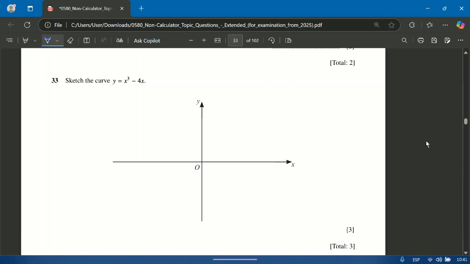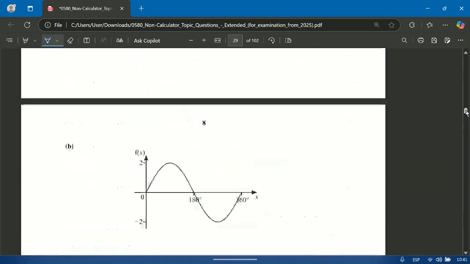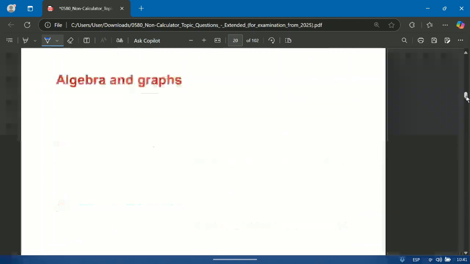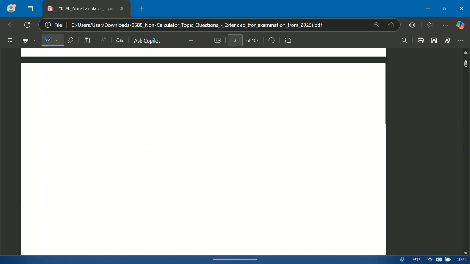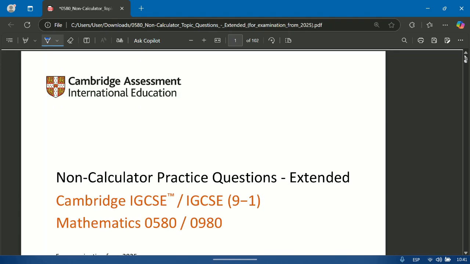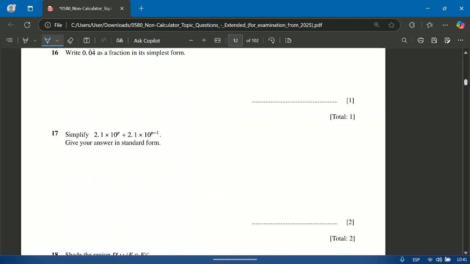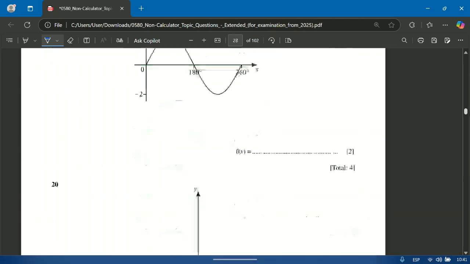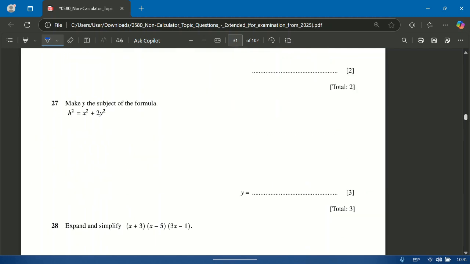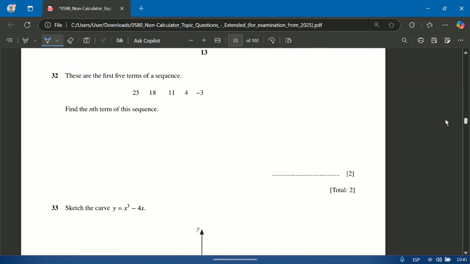Welcome. We're doing question 33 of algebra and graphs, on the Cambridge non-calculator practice questions extended. Okay, so algebra and graphs, question 33 is the one we're doing now. Where is it? There we go.